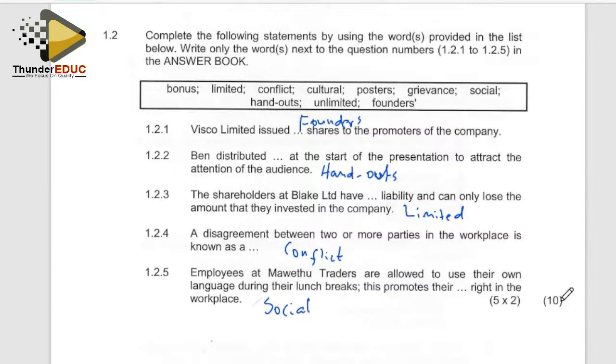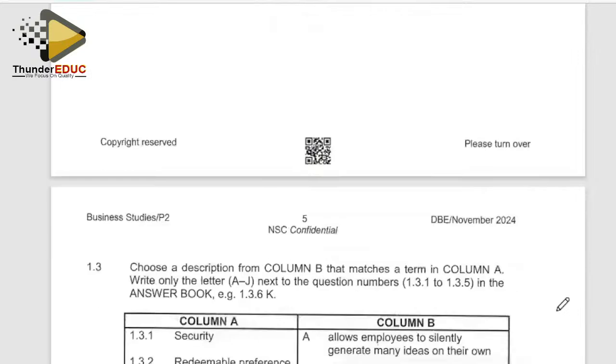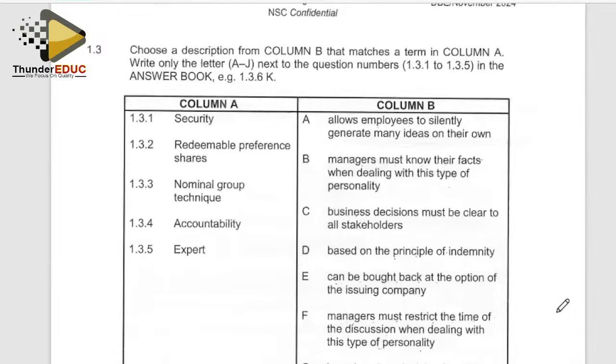Okay, right. So now let's move on to the next question, which is 1.3. So 1.3 reads as follows. Choose a description from column B that matches a term in column A. Write only the letter A to J next to the question numbers. An example is given inside the brackets where you are expected to answer from 1.3.1 to 1.3.5 in your answer book provided. Okay, right. So now grade 12s, you should always bear in mind that in column A, you are given the concepts or you are given the terms.